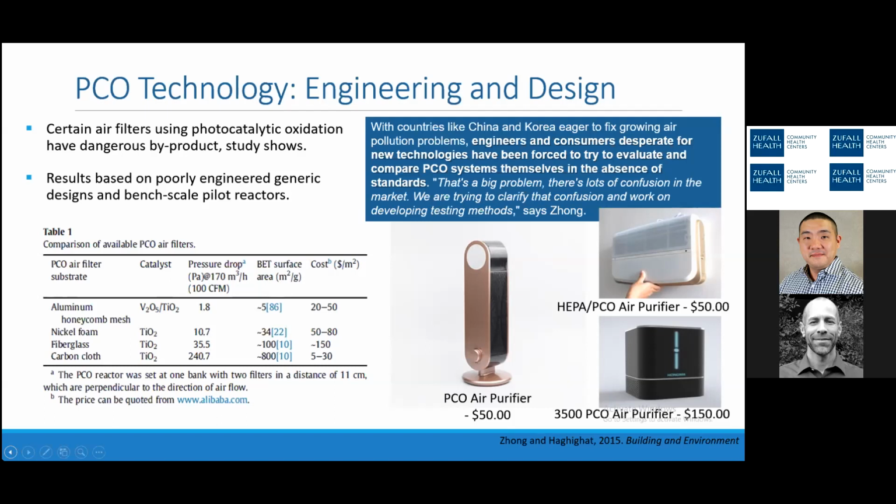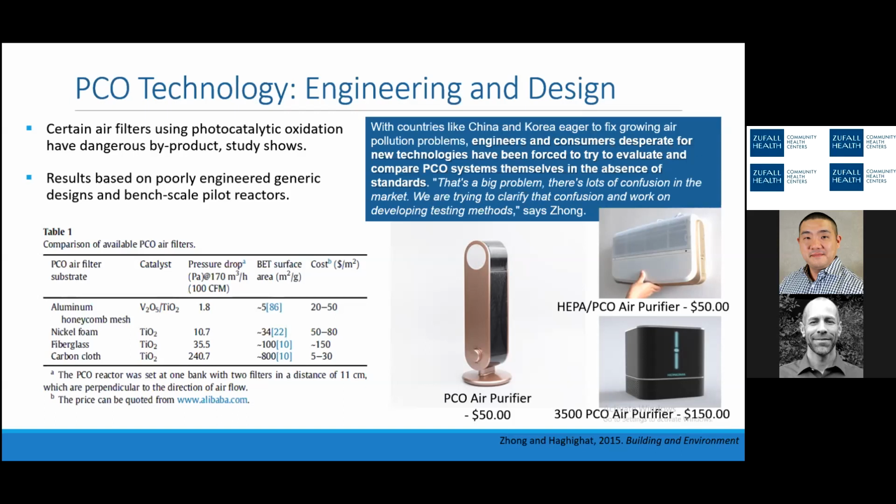You can also look at the type of reaction core that they used, or the substrate on which the catalyst was put. And some of these, carbon cloth, fiberglass, these really aren't recommended or utilized in the peer-reviewed publication articles that actually show how the PCO process works.